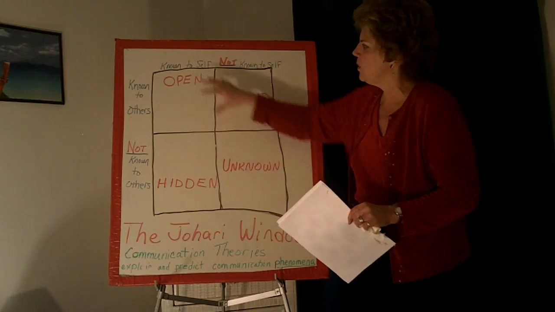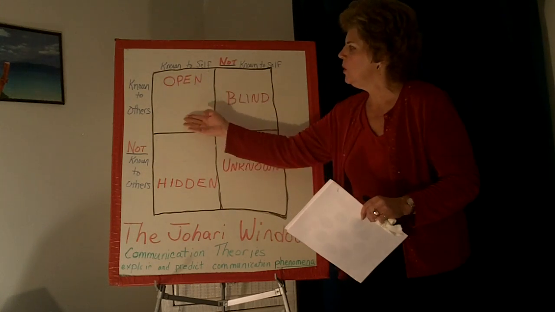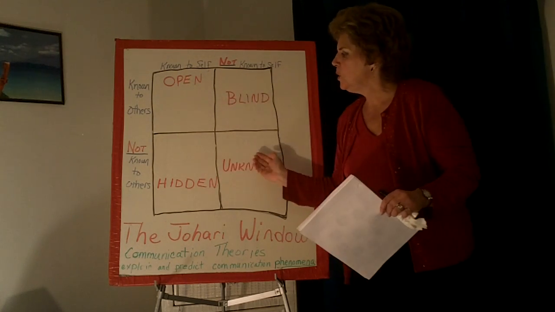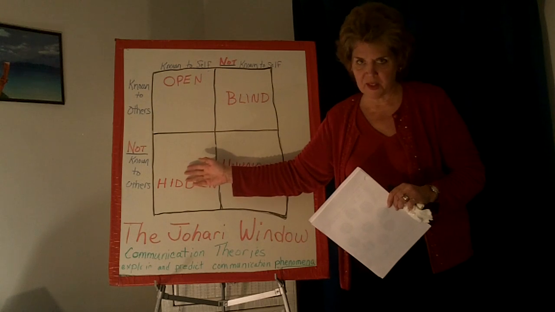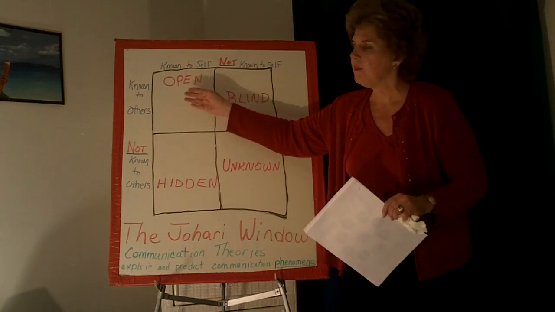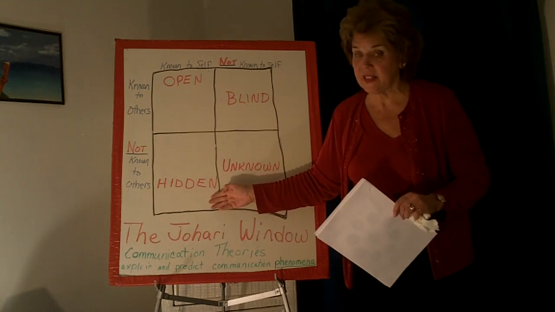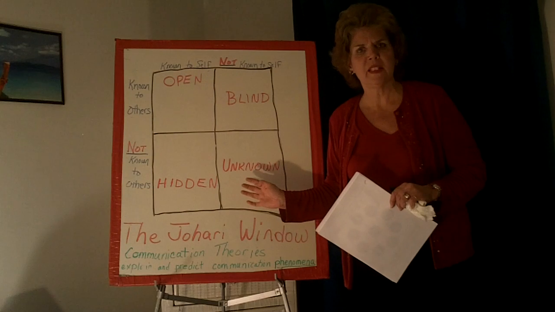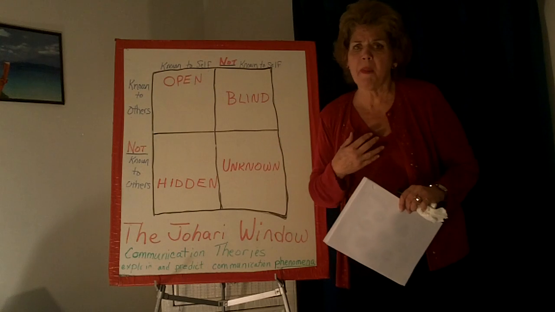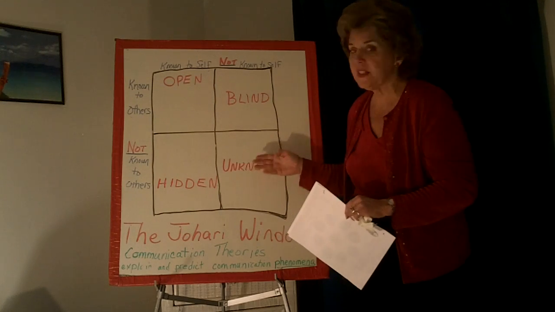Now that's how these go up and down. Known to self, not known to self. When you come across the rows, these two are known to others. This is what you communicate to other people. These two are not known to others. And so we call them different things. This one is called your open self. This one is your blind self. This one is your hidden self. And this one is called the unknown self. In fact, I kind of like to call this box the God knows self. It's things that you don't know about yourself and other people don't know either. Remember, not known to self, not known to others in this box.